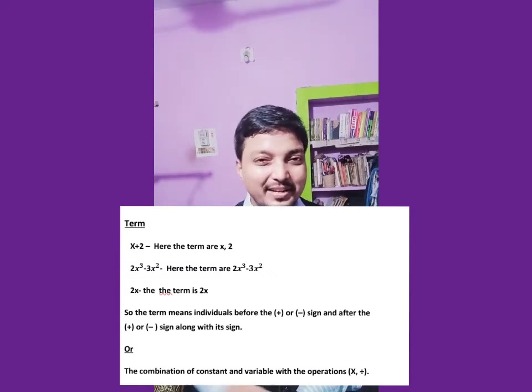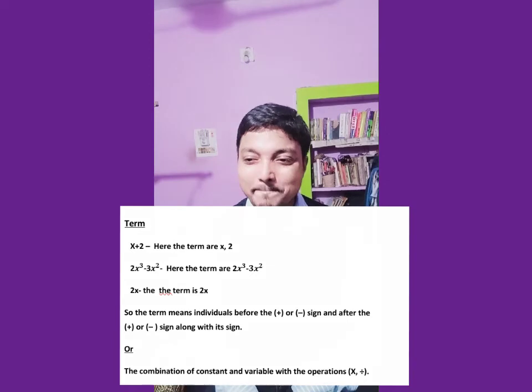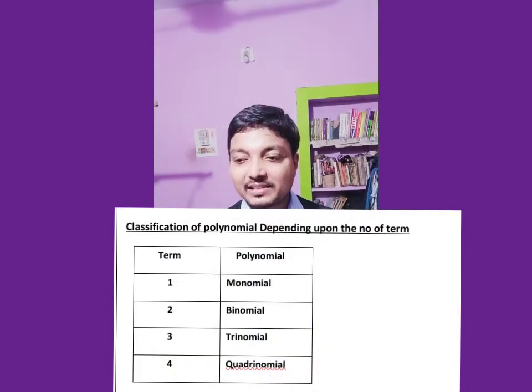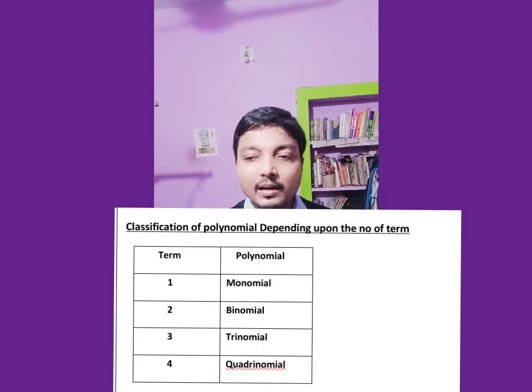But the plain definition, remember: the individuals after plus, after minus, before plus and before minus, along with its sign. Okay. Then after, we will do the classification of the polynomial depending upon the term.